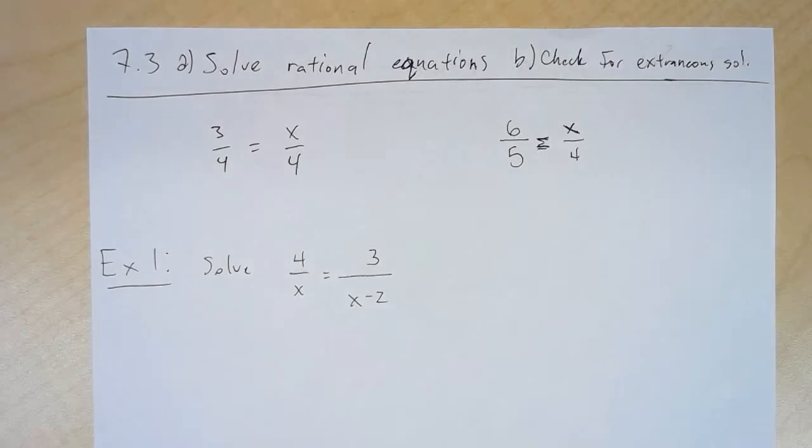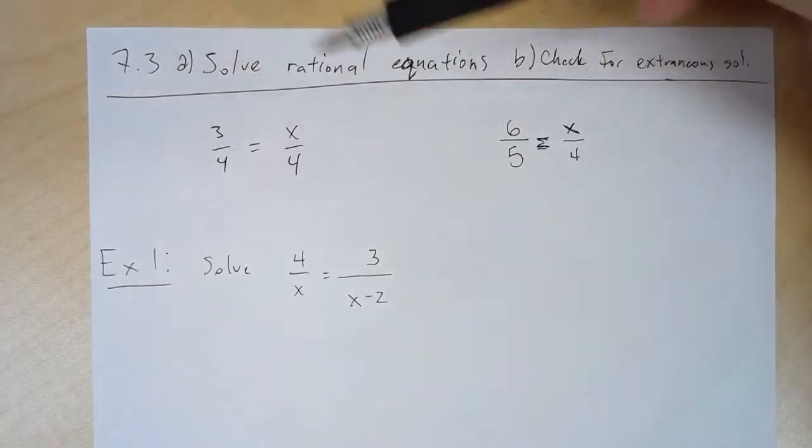Alright folks, today we're working on 7.3, which is solving rational equations. And then we also need to make sure we check for extraneous solutions. So I've labeled 7.3a as solving rational equations and b as checking for extraneous solutions. We have been seeing rational equations for a long time. I just wanted to review that a little bit.